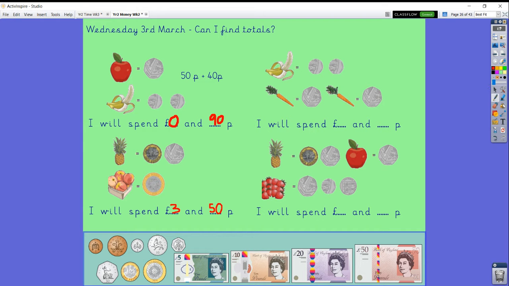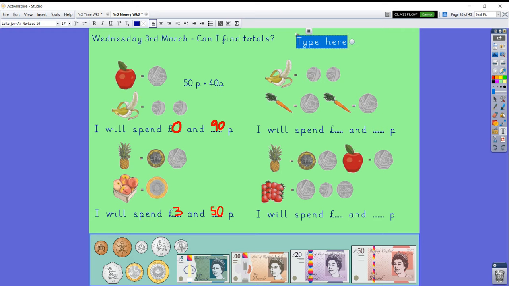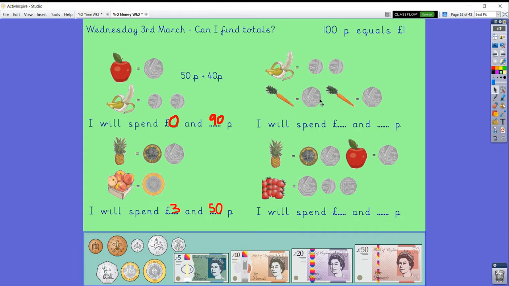Okay, so let's have a look at this one over here. Now let's remember that 100 pennies equals a pound. Let's write that up to help us remember. 100p equals £1. So I know that 50 add 50 is 100. So I've got £1. And then I've got some extra pennies here. So I've got 20 and a 20. So 20 and 20 is 40.